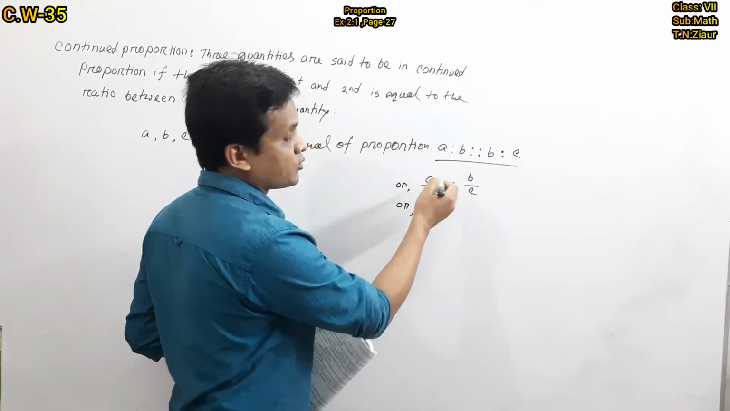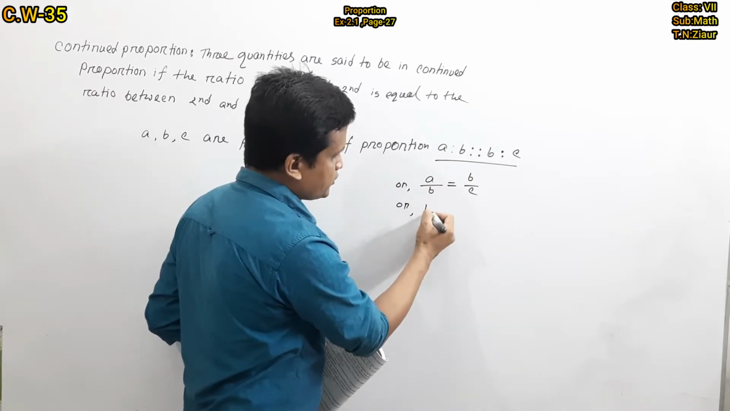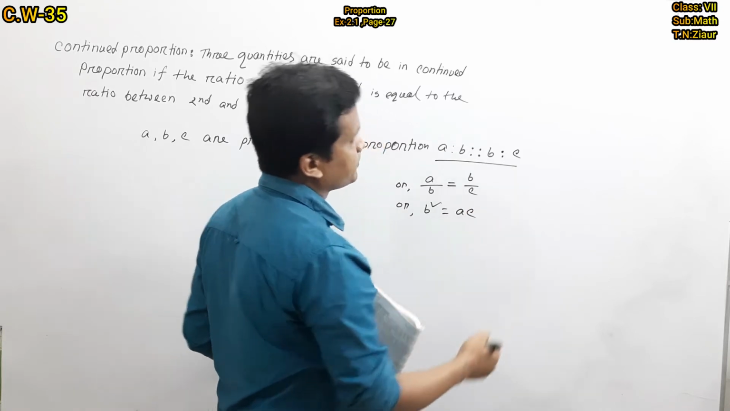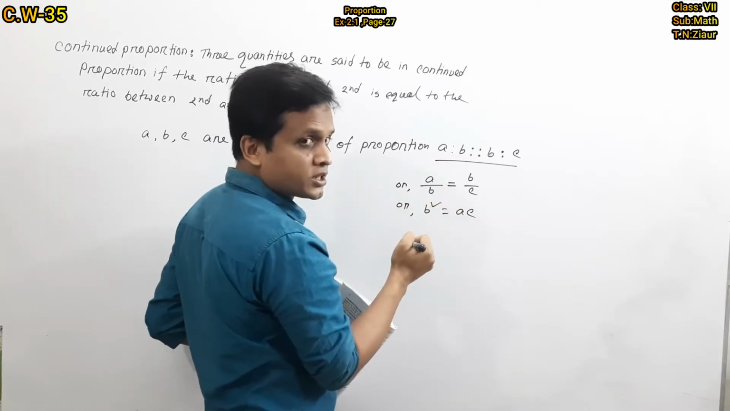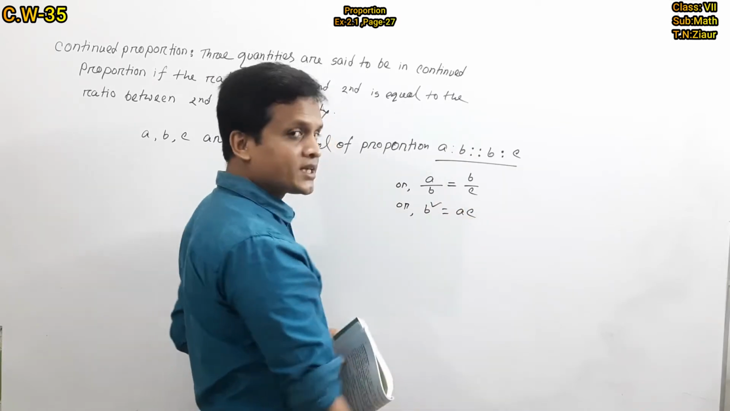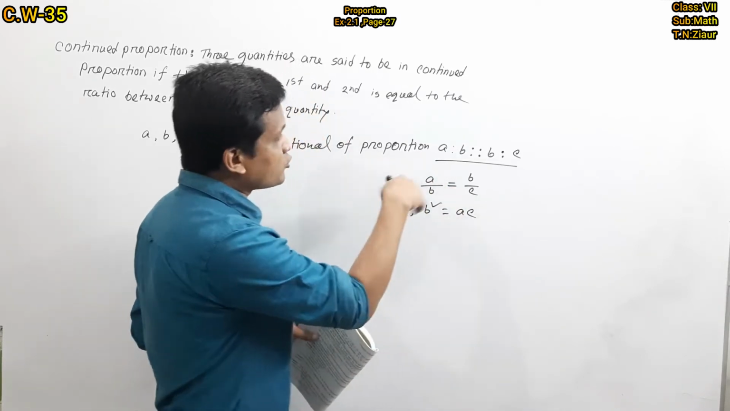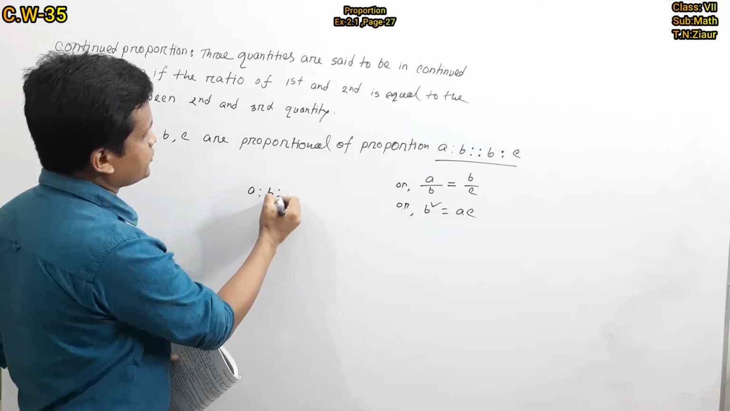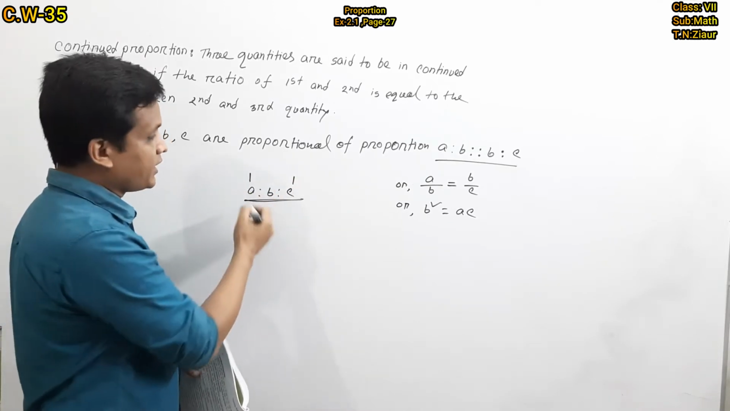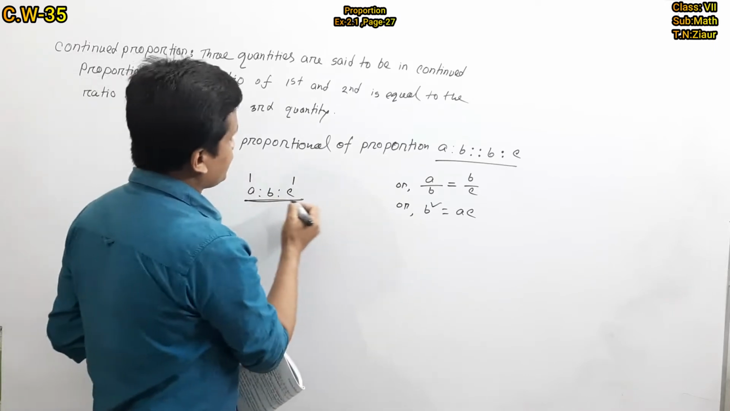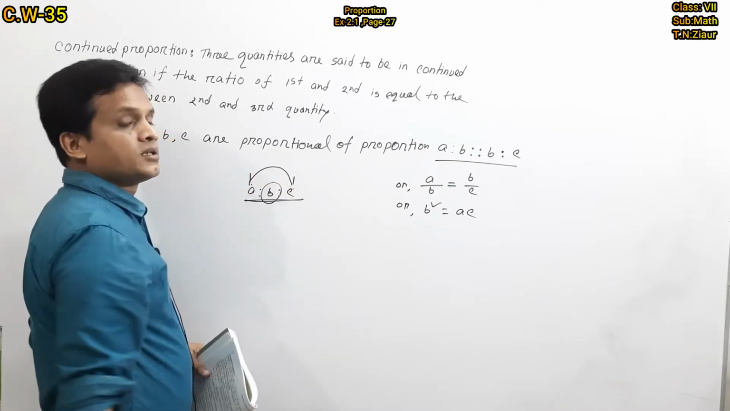And here, if I do cross multiplication, what will be? B into B, that means B square. So B square is equal to AC. That means if I want to find the mid, that means the second quantity, this second quantity equals AC. This one is the first quantity and this one is the third quantity. Here out of 3 quantities, A is to B is to C, these are the marginal quantities, A and C. When you multiply first and third, then you will get the second quantity.